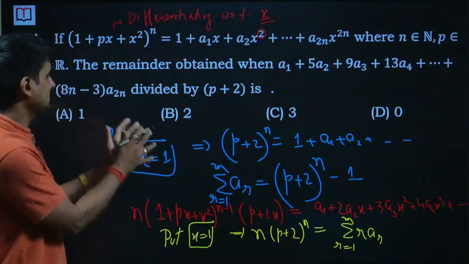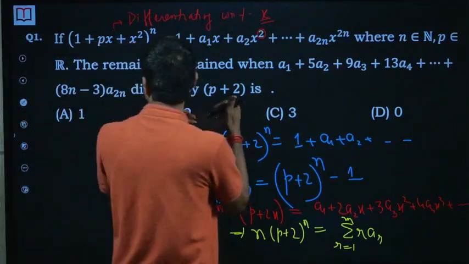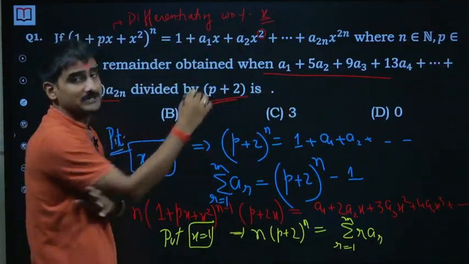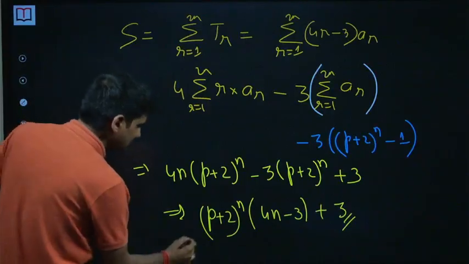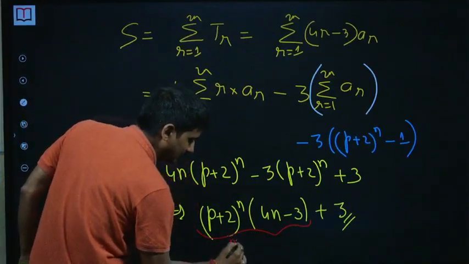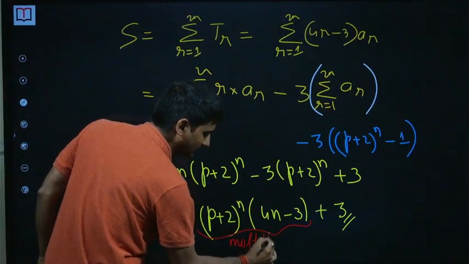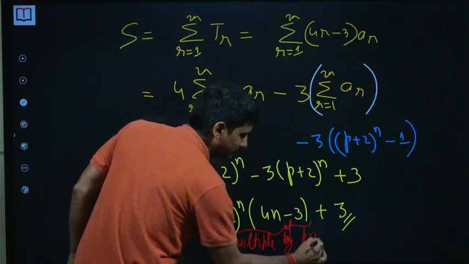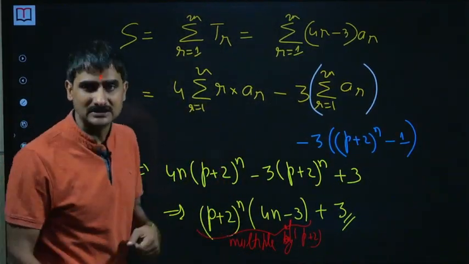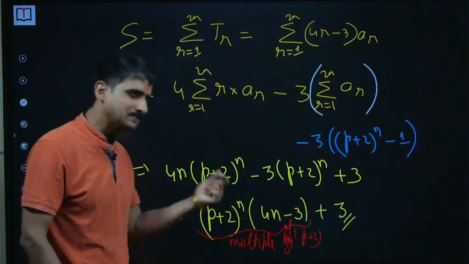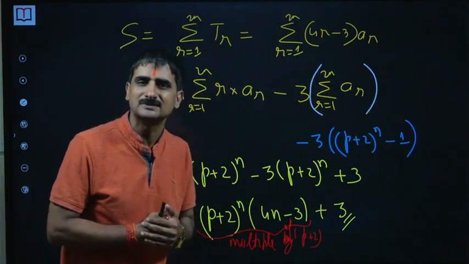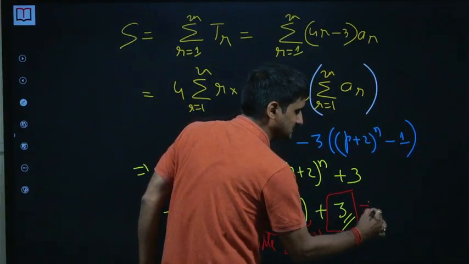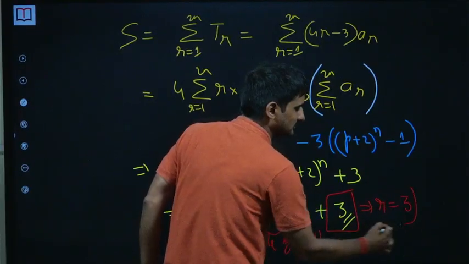Now the question is, what is the remainder when you divide this entire series by p plus 2? Isn't this entire term a multiple of p plus 2? I think all of you agree, bachcho? It's a multiple of p plus 2, because 4n minus 3 in any case has to be an integer, and (p+2)^n is a multiple of p plus 2. So what are we left with? Of course the remainder left is this here. So the remainder is 3, so that's the answer.